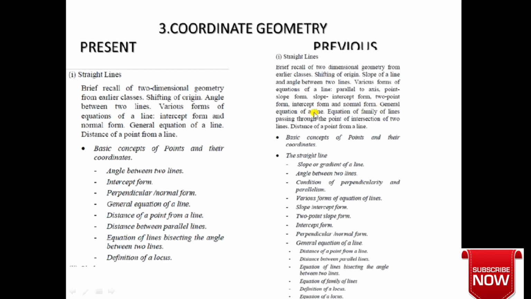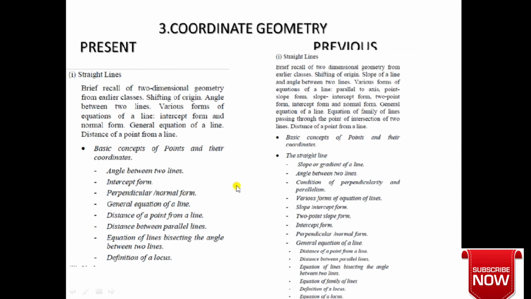Only the general equation of a line has been retained. Equation of a family of lines passing through the points of intersection of two lines has been removed from the syllabus. Distance of a point has been retained, and the main part that has been removed from here is also various forms of equation of a line: parallel to axis, point slope form, slope intercept form, two point form and intercept form and normal form. These have been removed from the syllabus of straight lines.